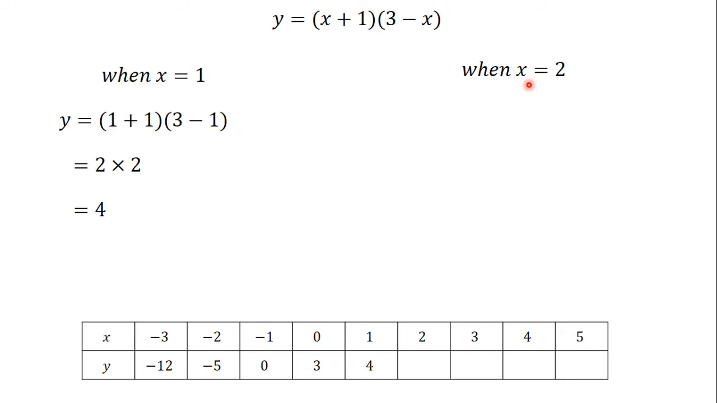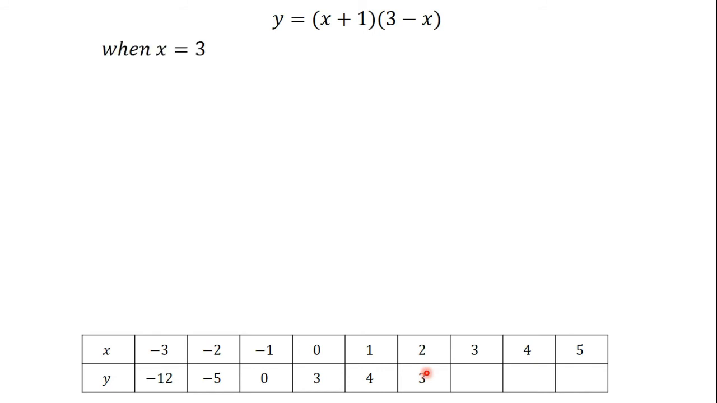The next x value is 2. When x is equal to 2, y will be equal to 2 + 1 in the first bracket, then 3 - 2 in the second bracket. 2 + 1 is 3. 3 - 2 is 1. 3 times 1 will give us 3. So when x is 2, y is 3.